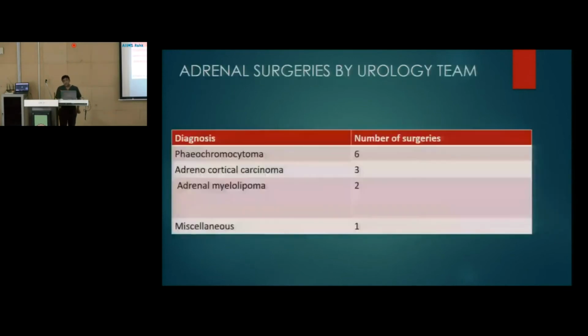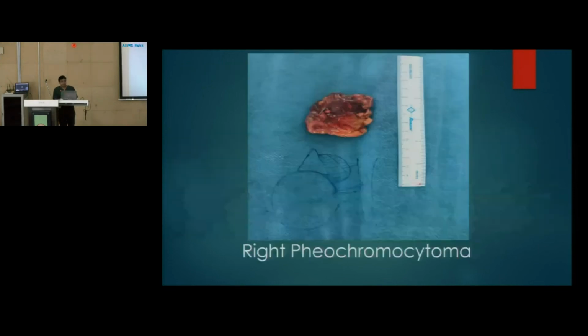Now, our Department of Urology does adrenal surgeries regularly with the help of our endocrine team, and we have done around 6 pheochromocytomas, 3 adrenocortical carcinomas, 2 adrenal myelolipomas, and 1 spindle cell liposarcoma. These are the intra-op images of a few cases that we have operated on in the past.